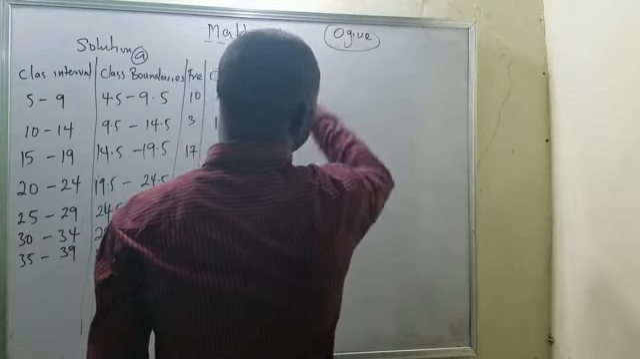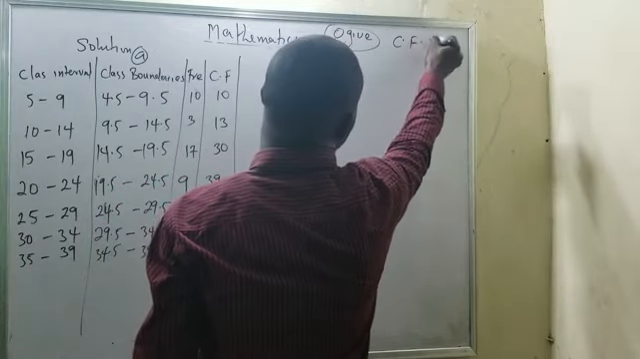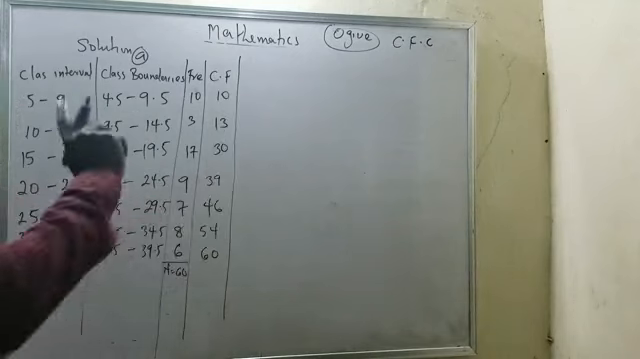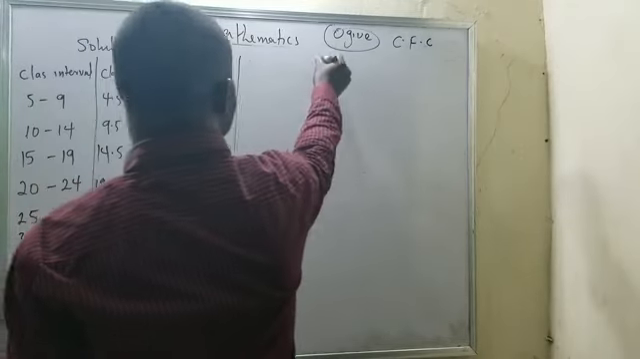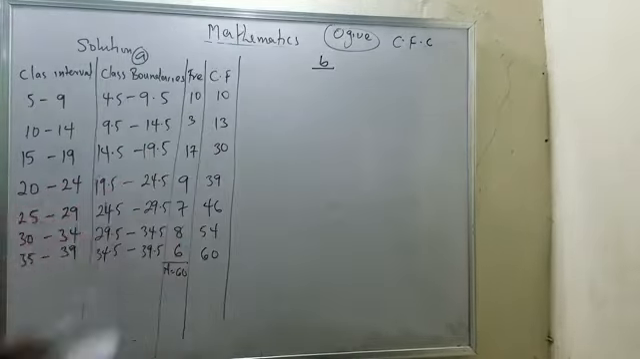Ogive can also be called a cumulative frequency curve. They are the same. Now, how do I generate my ogive? I'm talking about question B. This is question A, this is question B. In question B, we want to generate our ogive.